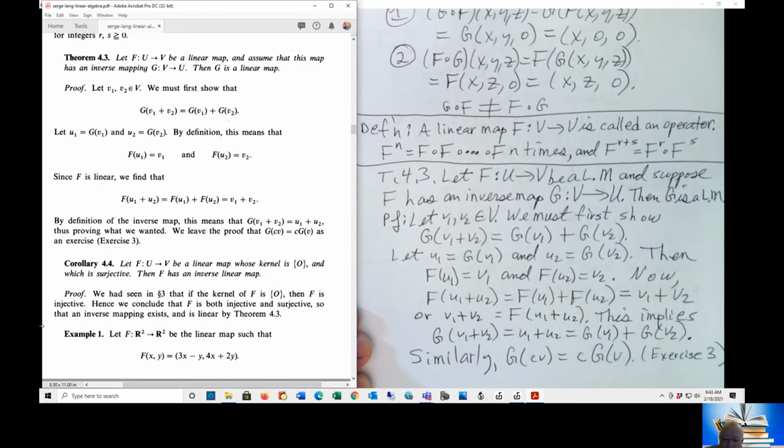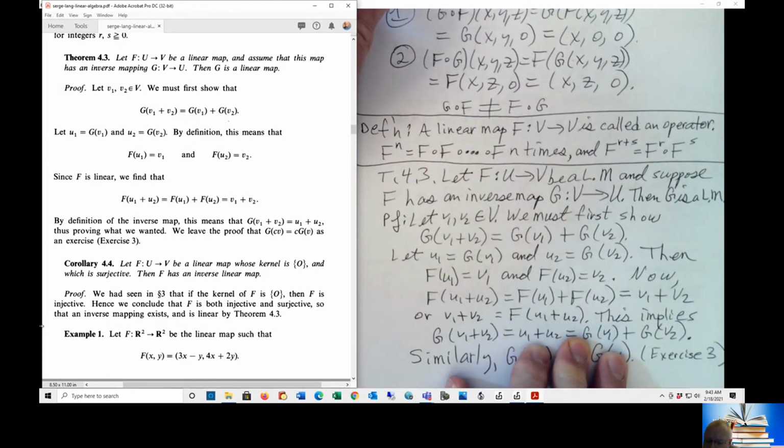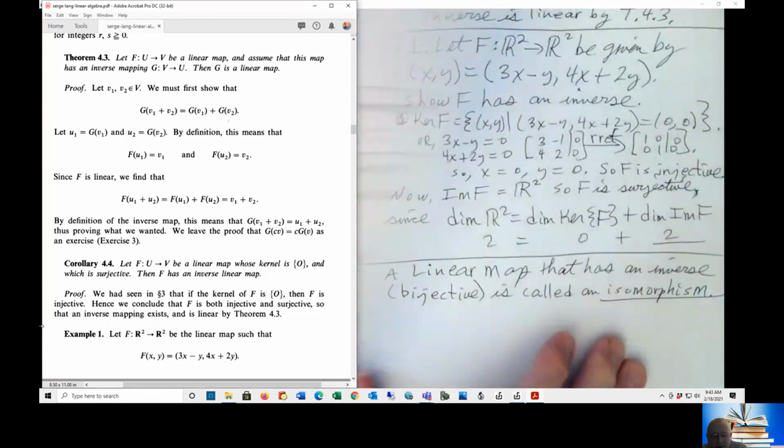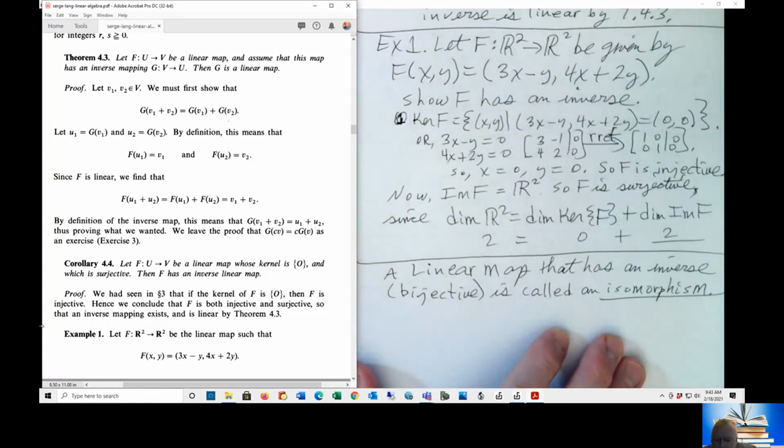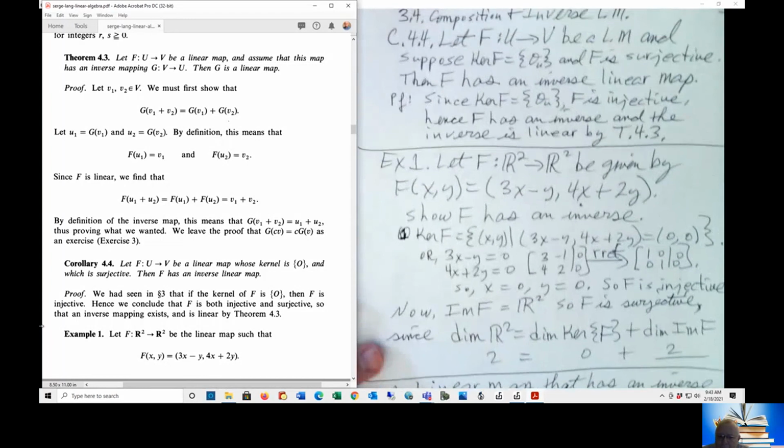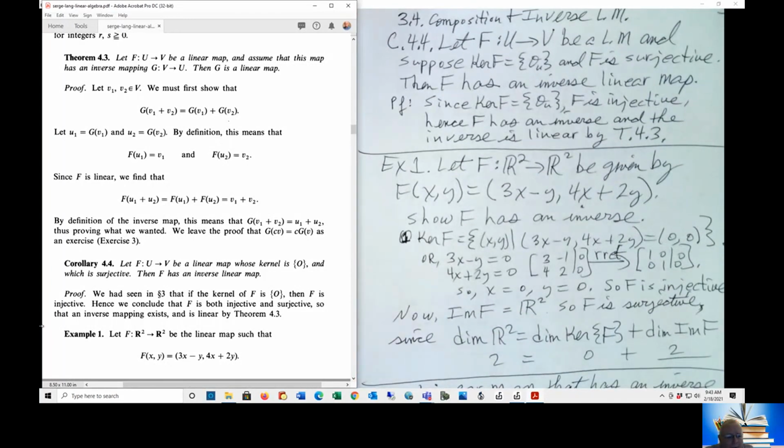Similarly, G of CV equals C times G of V. And that's an exercise in the homework that you'll turn in for me, exercise 3. So we know now, whenever a linear mapping has an inverse, that the inverse itself is also a linear mapping.